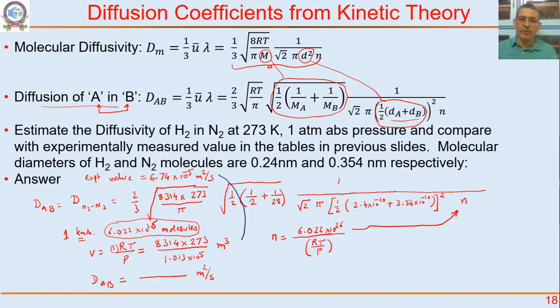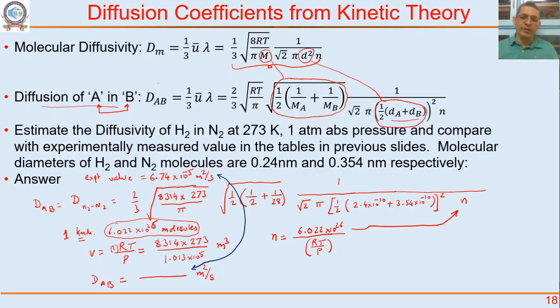And once you calculate, compare this value and this value. Okay, you will know whether it is good or bad, whether it is accurate or inaccurate. So pause this video and do this problem for yourself. Don't go forward till you are satisfied whether kinetic theory of gases works or does not work, accurate or not accurate.